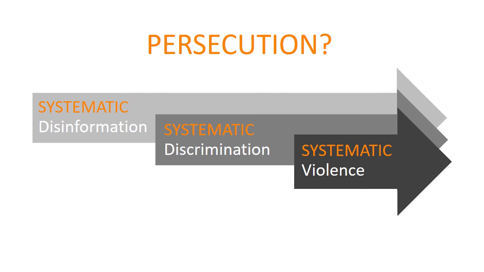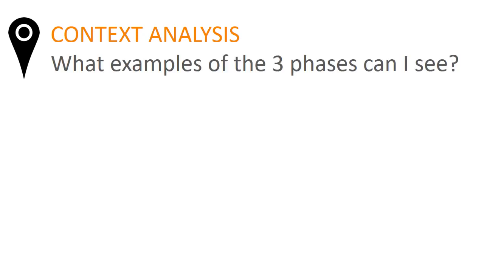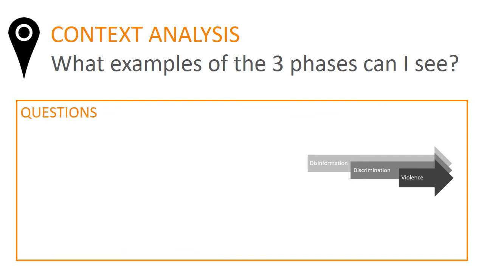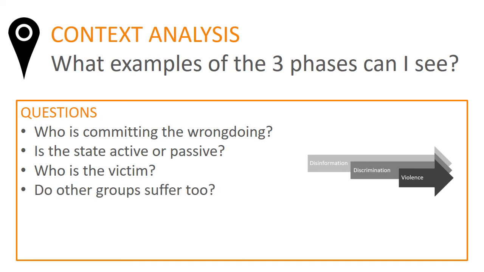This three-phase model is a really helpful tool for doing a basic context analysis. For each of the phases we can ask, what examples of this can we see in our context? And for each example you find, you can answer the following questions. Who is committing the wrongdoing? Is the state active or passive? Who is the victim? Are they male or female? What religion or belief do they have? And what socioeconomic status? Do any other religious or belief groups suffer from the same restrictions and violations?